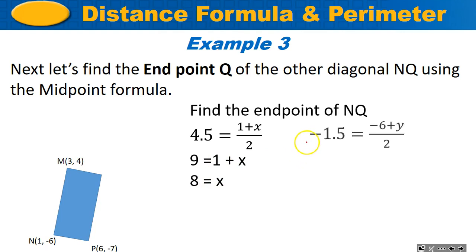Now the other one was negative 1.5. That was our midpoint. And that's going to be equal to negative 6 plus our y. And we could say y2 here and x2 over here. Again, what are we going to do to get rid of that 2 that's in the denominator? We're going to multiply both sides times the 2. That's going to give us negative 3 equals negative 6 plus y. And then we're going to add 6 to both sides. So here again, this was the third way that we could have found what the other endpoint was in this parallelogram.